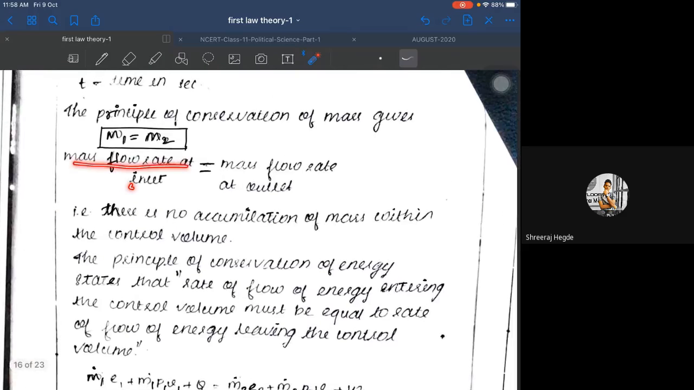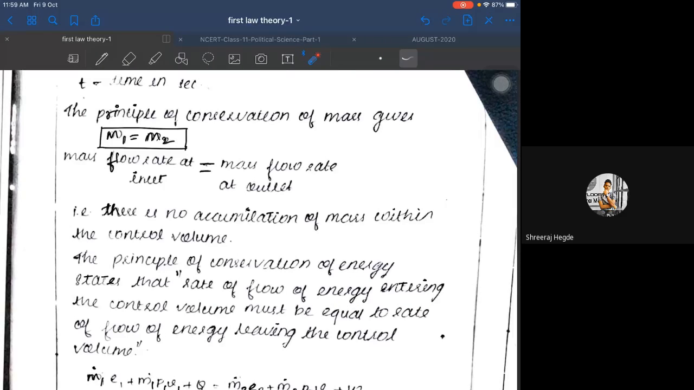The mass flow rate at the inlet will be equal to the mass flow rate at the outlet according to the principle of conservation of mass. You know this too. The principle of conservation of energy states that the rate of flow of energy. Now we are talking about energy. Until now we have talked about mass, and now we are talking about energy.